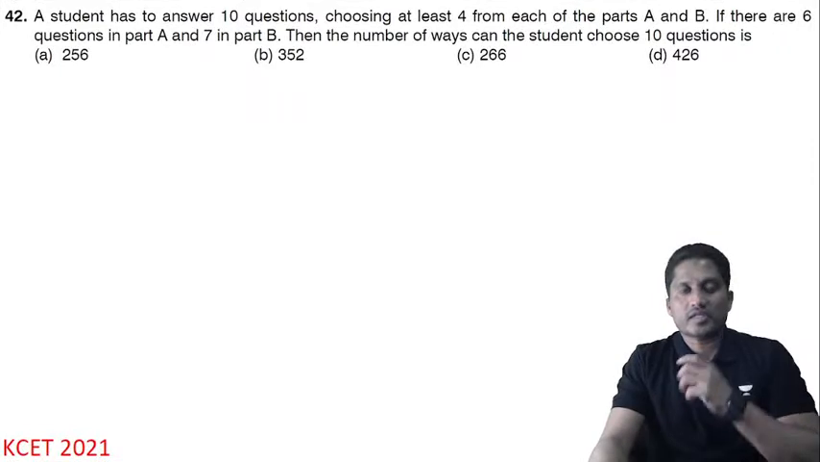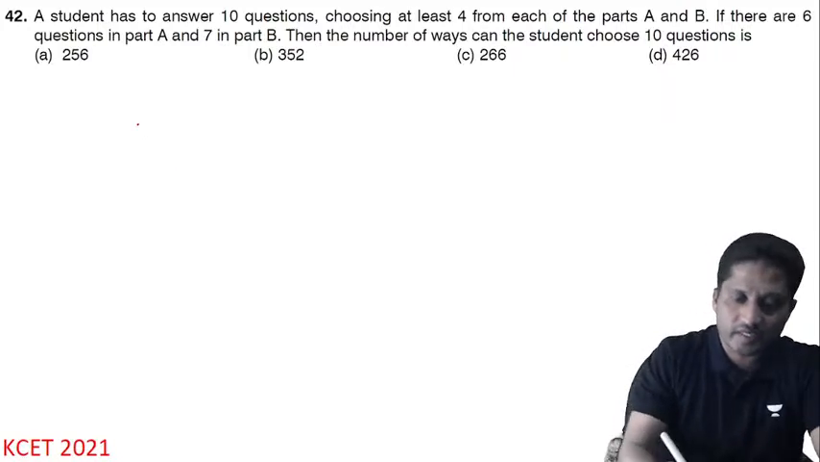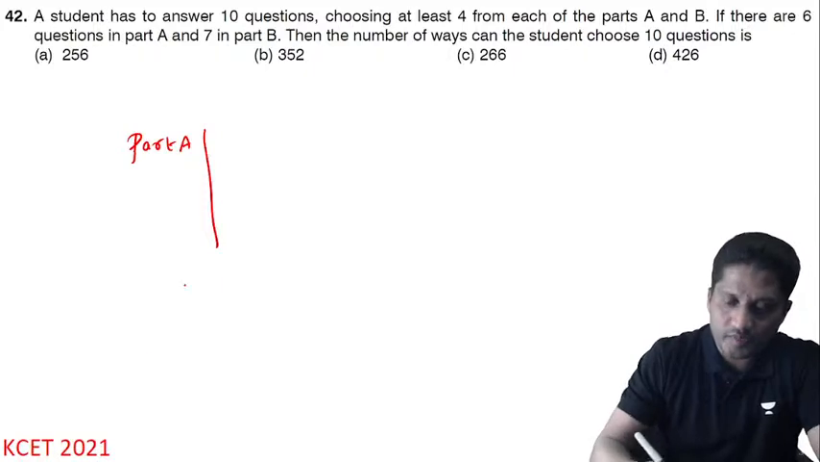A student has to answer 10 questions using at least 4 from each of the parts A and B. If there are 6 questions in part A, so this is part A and this is part B.